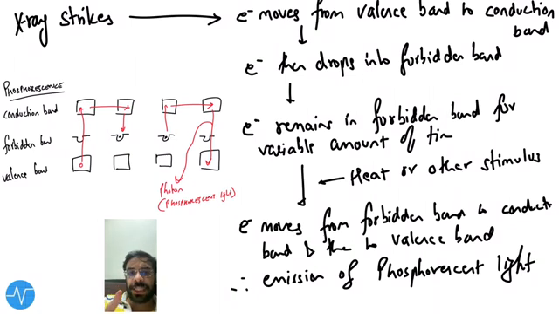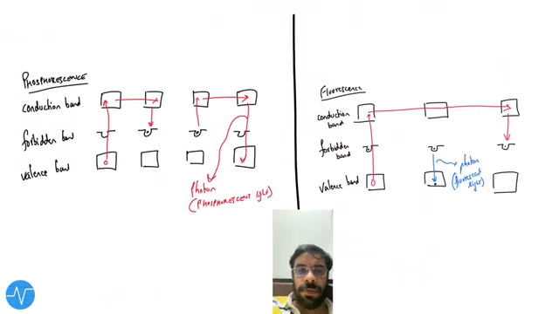Therefore, phosphorescence takes time as compared to fluorescence. Let us once again revise. In fluorescence, electron from the valence band directly moves to the conduction band. Therefore, immediately from the forbidden band, the electron moves down. This energy difference is given in the form of a photon or a fluorescent light. Therefore, fluorescence is light emitted immediately.